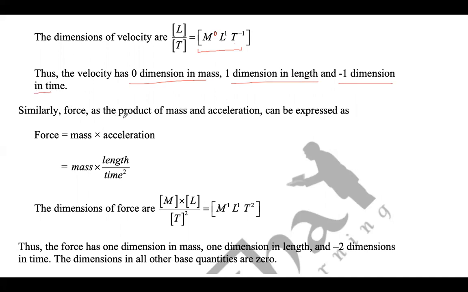Similarly, force is represented as the product of mass and acceleration. So mass into acceleration is force. That means mass into length upon time square, so this will be m into L upon T square. So m1 L1, sorry, this is -2. The power of T goes in the numerator and becomes -2. So force has 1 dimension in mass, 1 dimension in length, and -2 dimension in time. So this is the dimension of force. For all other base quantities, the dimension is 0.